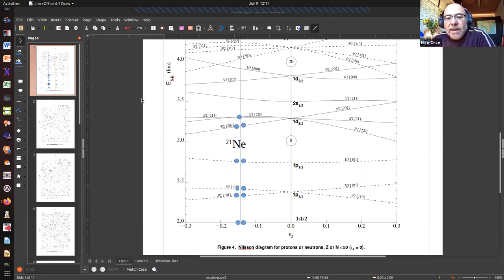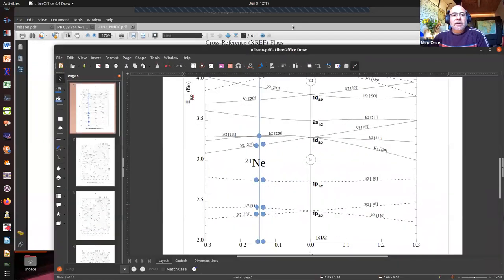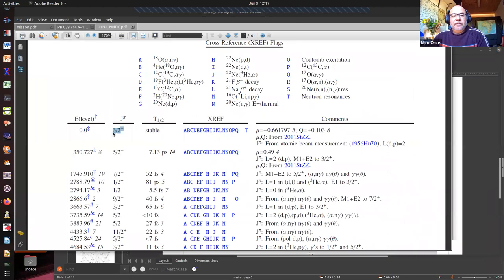Actually, let's move it. Doesn't matter where we move it. We can move it a little bit to this side or to this side, but it doesn't matter. So here, the ground state could be 3/2 or 1/2, right? Because they are both degenerate. But this is okay. This is what we see here, right?